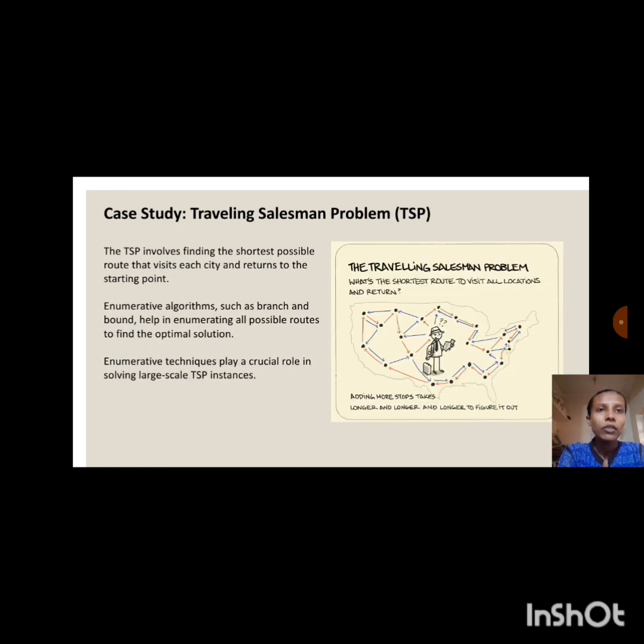Case study: Traveling Salesman Problem (TSP). The TSP involves finding the shortest possible route that visits each city and returns to the starting point. Enumerating algorithms, such as branch and bound, help in enumerating all possible routes to find the optimal solution. Enumerating techniques play a crucial role in solving large-scale TSP instances.